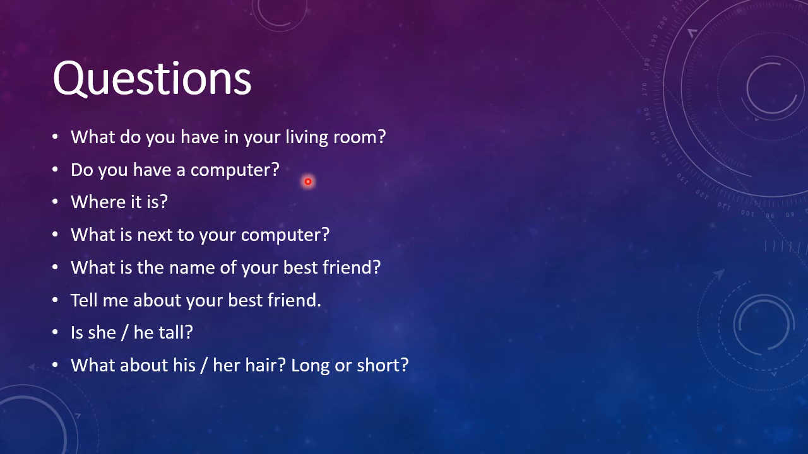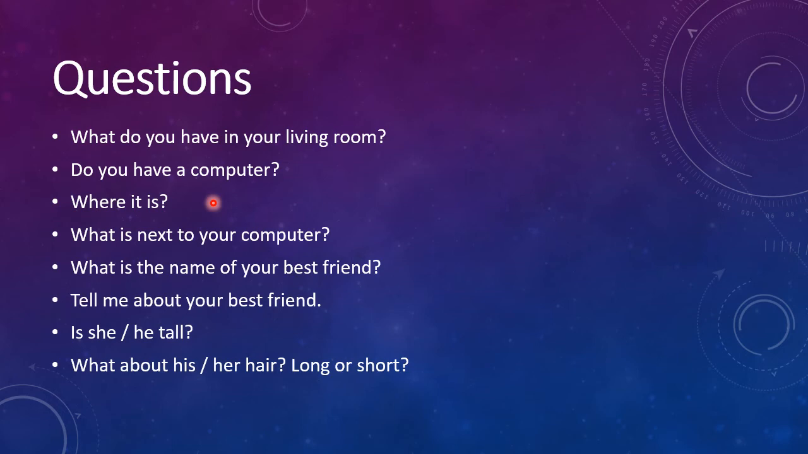Do you have a computer? Or sometimes they can ask, do you have a laptop? Do you have a TV? So you can say yes, I have a computer. Where is it? It means where it is in your house. So you could say it is next to the window, it is in the living room, it is in my bedroom.